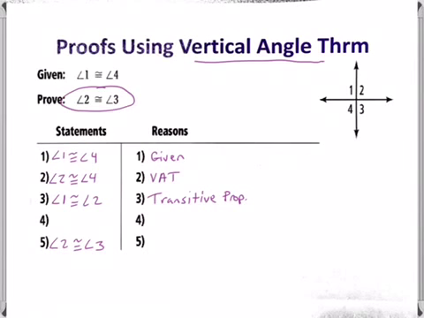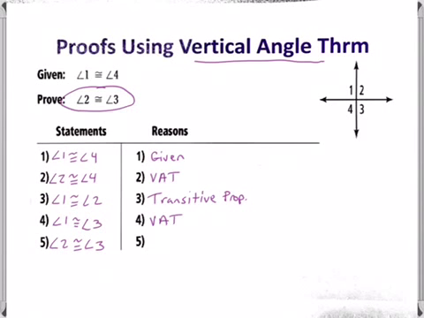All right, so now I have 1 and 2. I'm not quite at 2 and 3 yet, but let's see if we can find vertical angles, maybe using 1 and 3 this time. Well, 1 and 3 are vertical angles, so I'll say that they're congruent. Angle 1 is congruent to angle 3 by VAT, or vertical angle theorem.